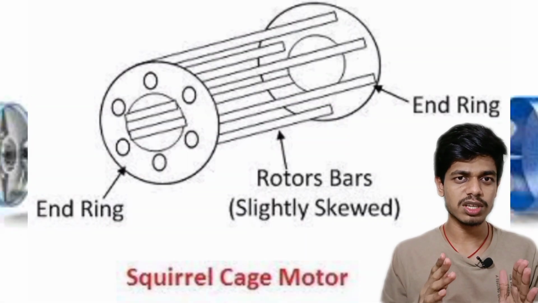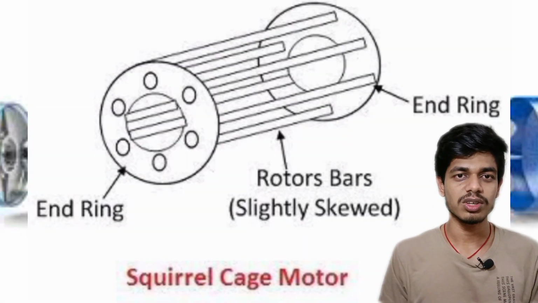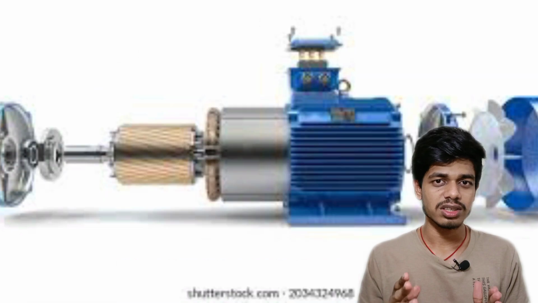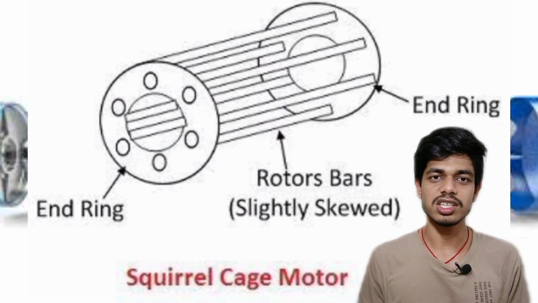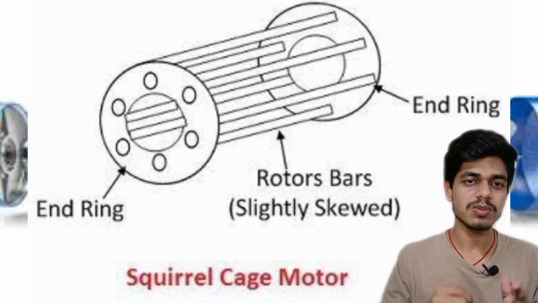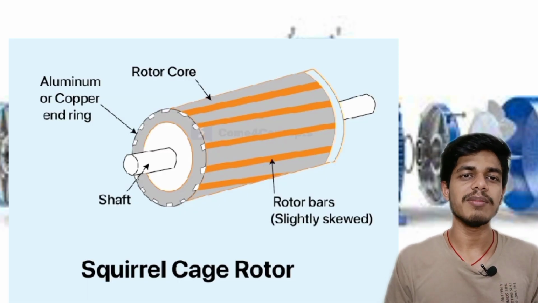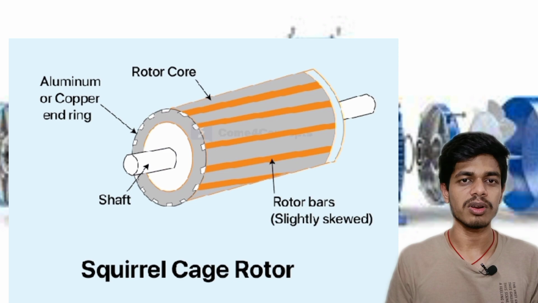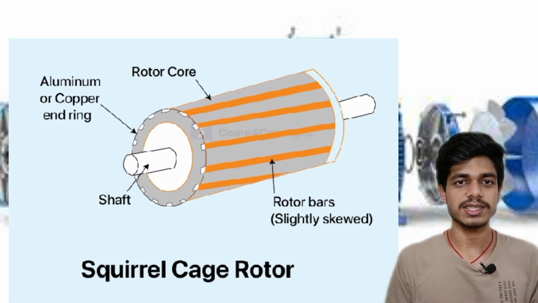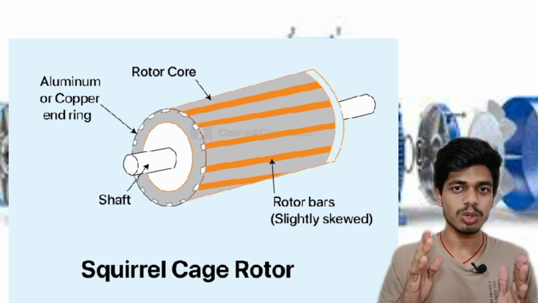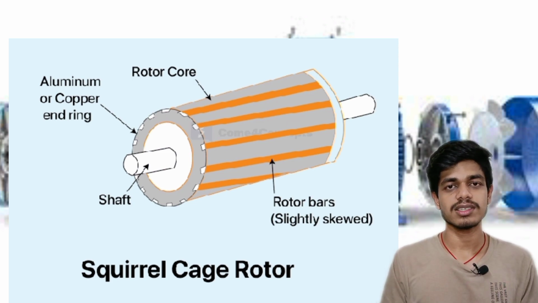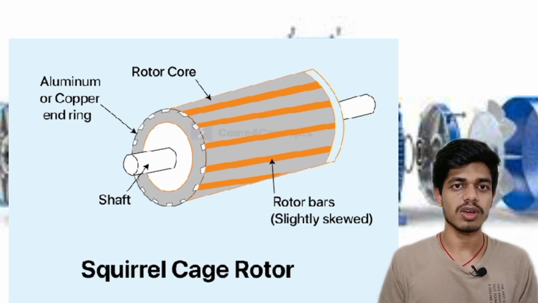So first we discuss about the squirrel cage induction motor. So what is a squirrel cage induction motor? The induction motor which uses a squirrel cage rotor we call the squirrel cage induction motor. The rotor of this motor is made of steel laminations with aluminum or copper embedded in its surface. We call the rotor of this motor a squirrel cage as it looks like a squirrel cage. So for this reason we call it a squirrel cage rotor.